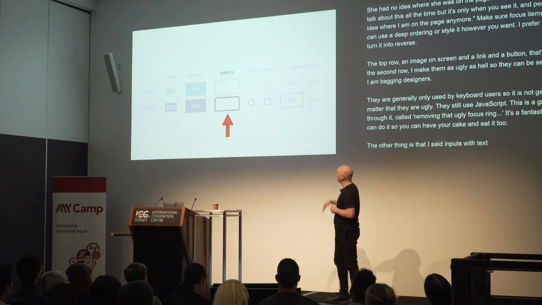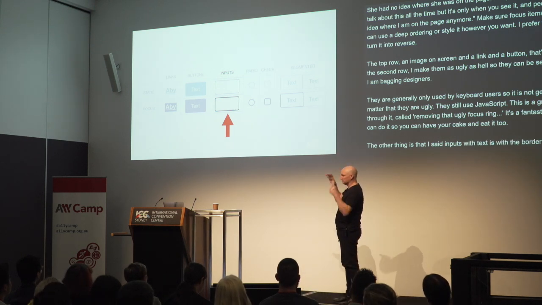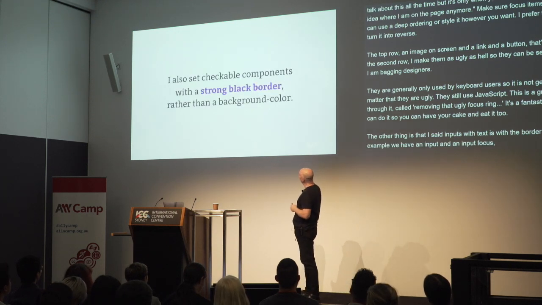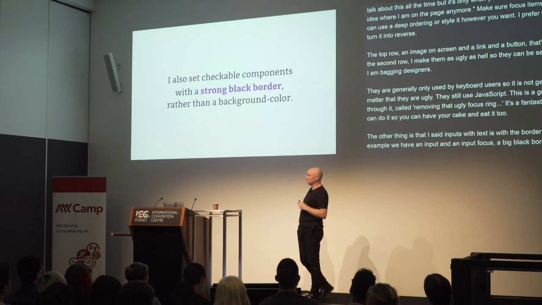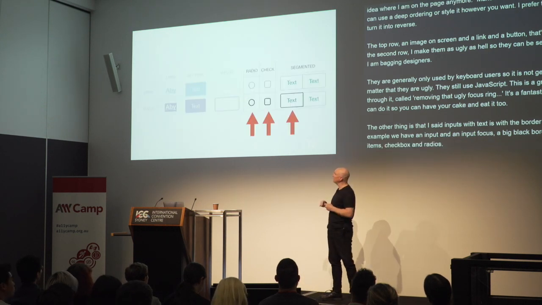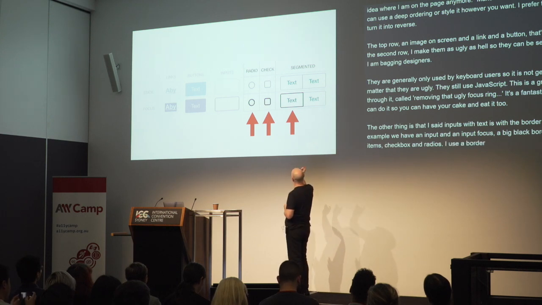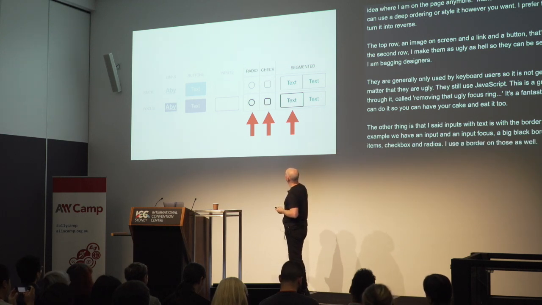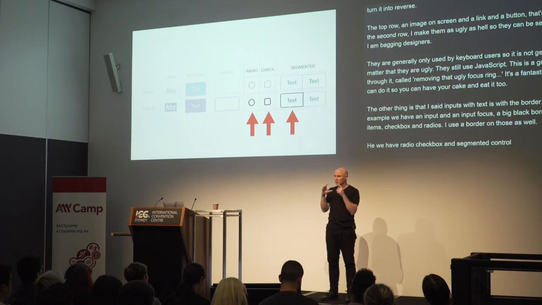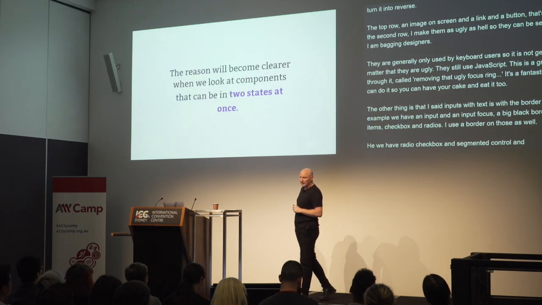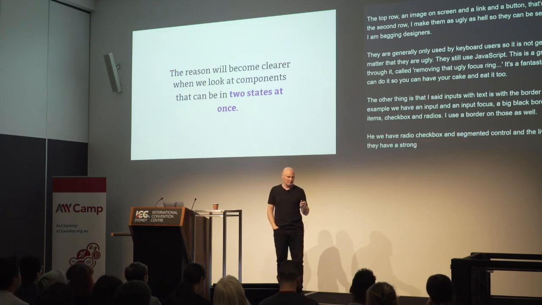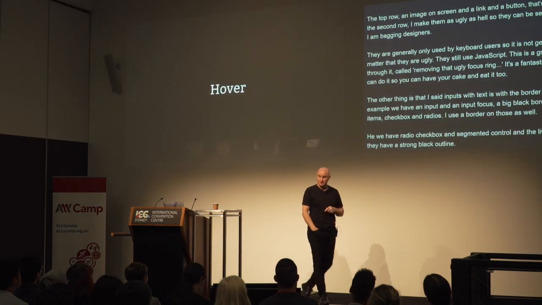So in this example, we have an input in focus. Nice big black border on it. But I also do it for checkable items, so things like checkbox and radios. So I use a border on those as well. In this diagram, in the top row, we have radio, checkbox, and segmented control. And then the line below has them in focus state, and they've got a very strong black outline. The reason why I use an outline, not a border, will become clear a bit soon, because we want to put it in two different states.